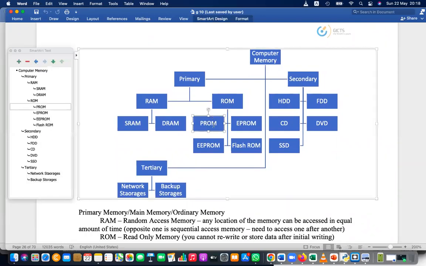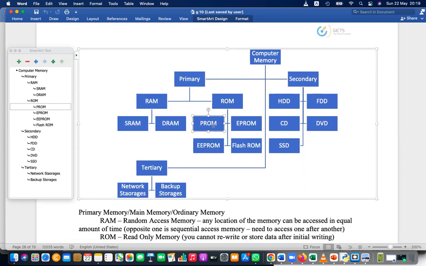PROM is programmable ROM. You can program it once. Mainly the companies will purchase these kinds of ROMs from ROM manufacturers. Let's say there is a ROM manufacturer called Phoenix. HP can purchase a ROM from Phoenix and write HP's instructions. HP is the manufacturer, so the manufacturer buys a Phoenix ROM and writes HP instructions. So that is PROM, programmable ROM.